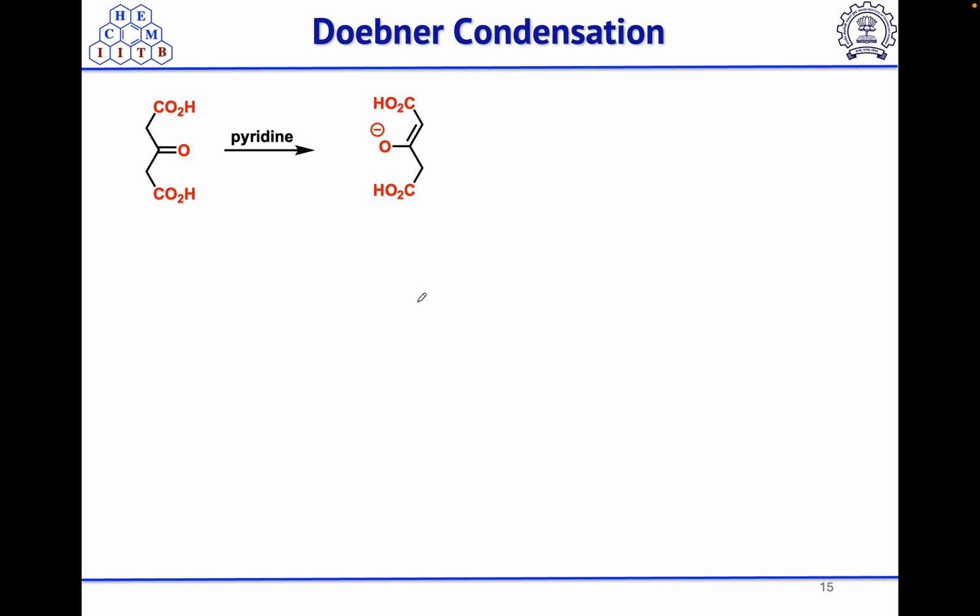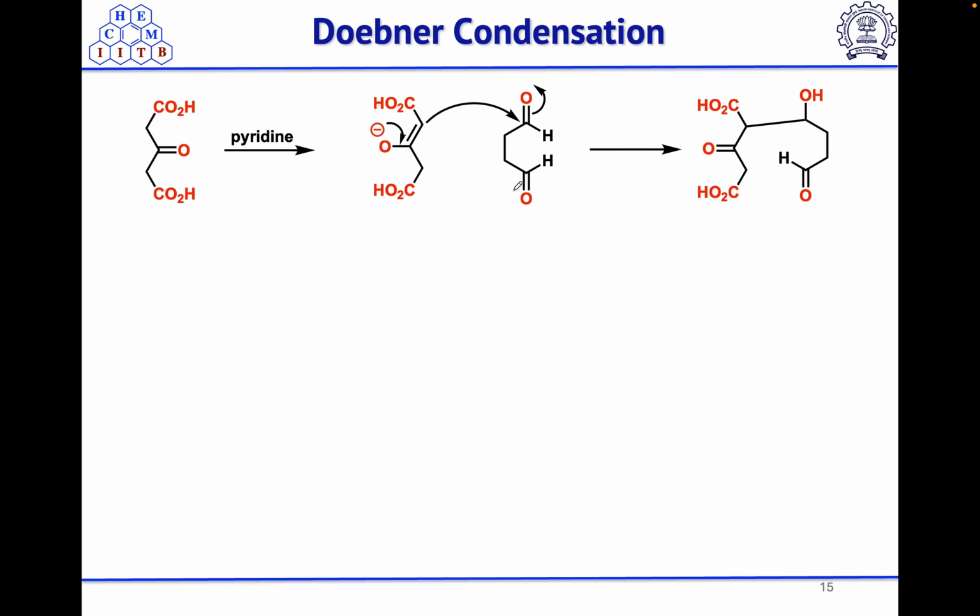So what is this Doebner condensation? First, pyridine is basic, so it will form this enolate. Then we treat this enolate with malonaldehyde, this dialdehyde. The enolate will add to this aldehyde carbon and give this beta hydroxy compound. Again, in a similar way, the enolate will form on this side and give this beta hydroxy compound. So just write down the next step mechanism.